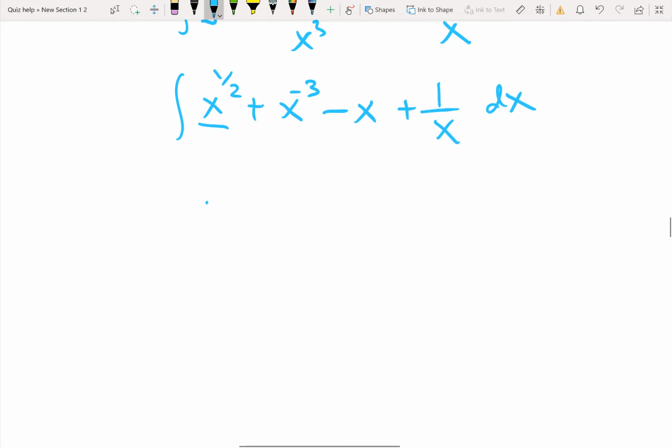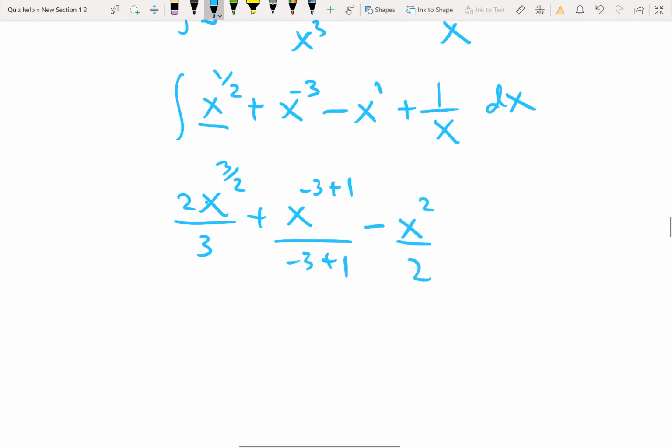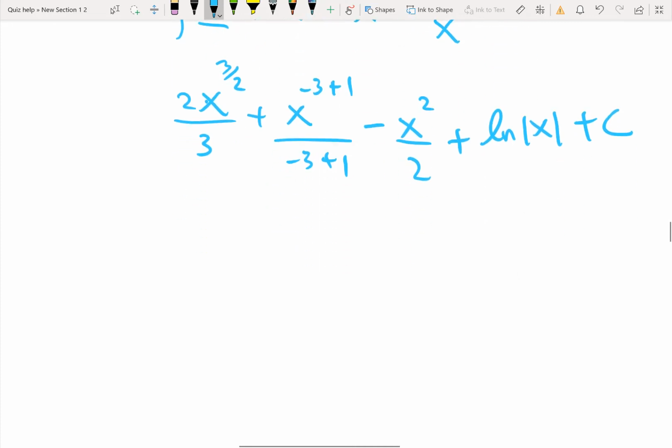So if we integrate x to the half, we get x to the 3 over 2, which we already did, times 2 over 3, plus x to the negative 3 plus 1 over negative 3 plus 1. Here x squared over 2, because this is x to the power 1 plus 1 over 1 plus 1. Then the integral of 1 over x is natural log x. That's rule number 4 in this note. And plus c. So let's simplify.